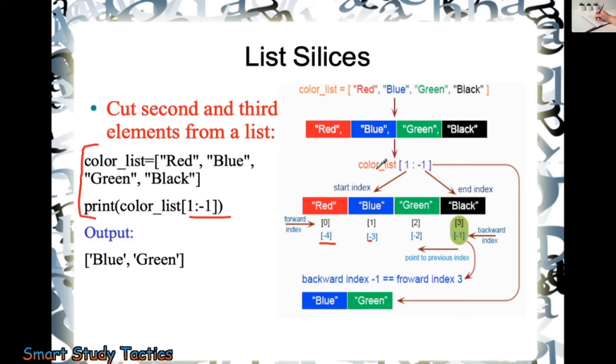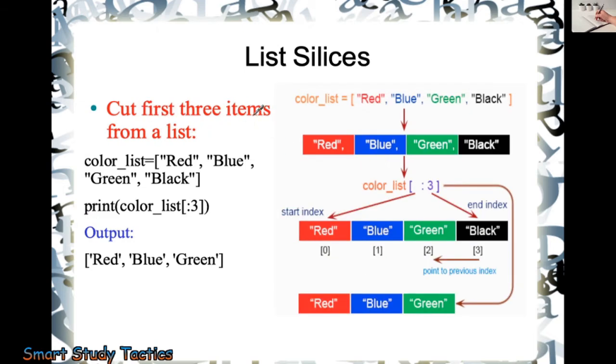Now, cut the first 3 items from the list. First 3 items, 1, 2, 3, means red, blue, green. So how will I do this? As I told you, the default value is 0.